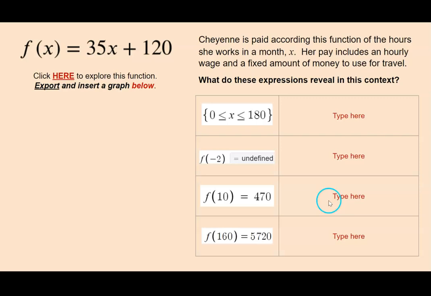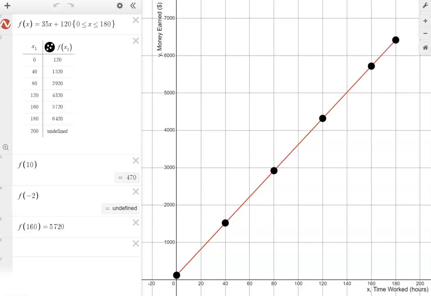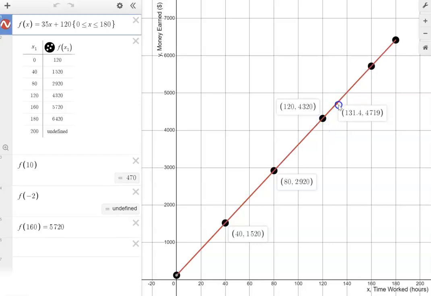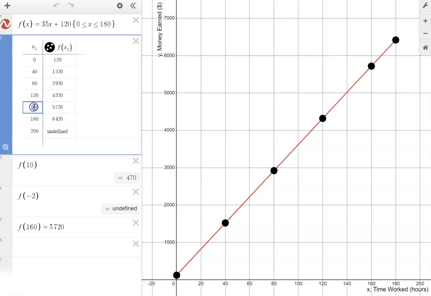And then these are values at 10 hours and 160 hours. And those are actually showing up in the graph itself. You can see it here. They can even click on this graph and see what these points are. If they click in between, like 160 is actually in the graph here, they can drag along the graph. So you might just want to show them some of these cool features. These are in the table as well. So at 160, the value is 5,720.